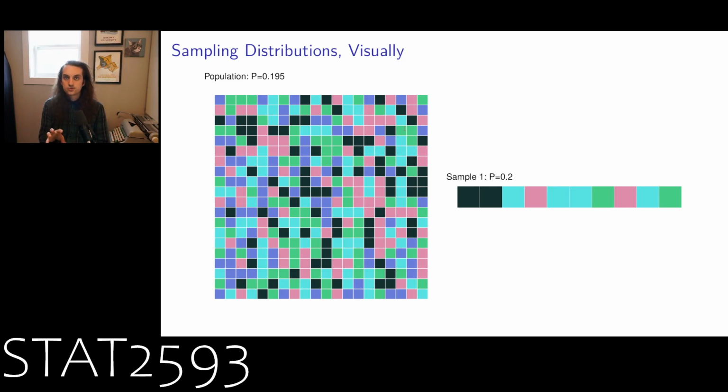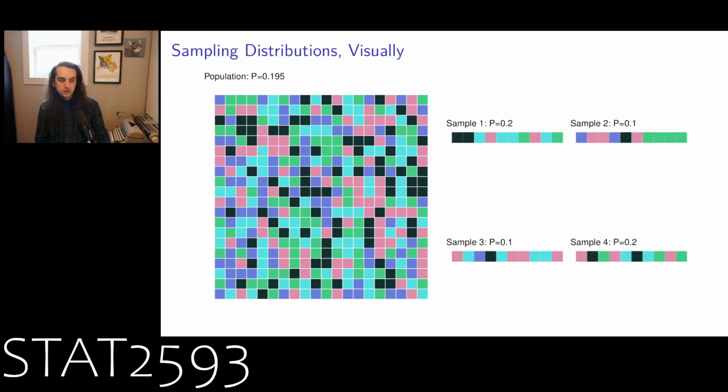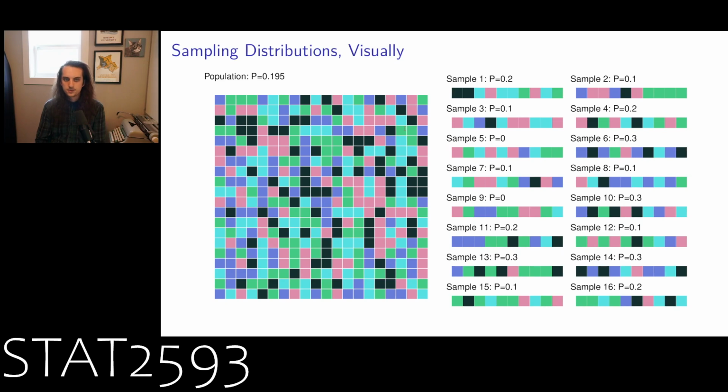But we also know that this random sample of size 10 depended on the random variation, right? And we could have sampled other times and gotten different results, right? So we have 4 samples here. In 2 of the samples, we got 0.2, and in 2 of the samples, we got 0.1, right? And we could have done that many more times, right? And so here are just 16 random samples drawn from this. And you can see that sometimes, like in sample 9, we have 0 black squares represented. And sometimes we have 3 black squares represented, right?